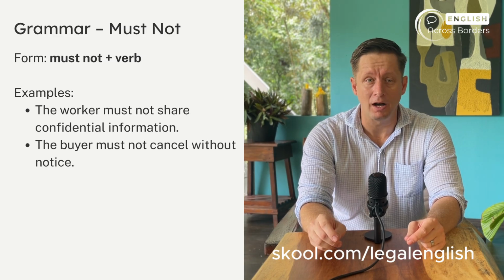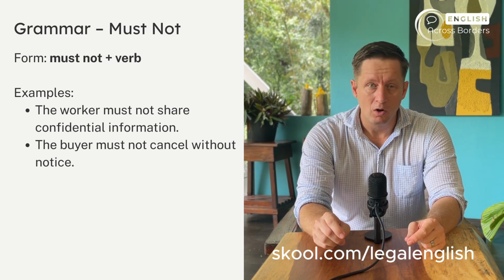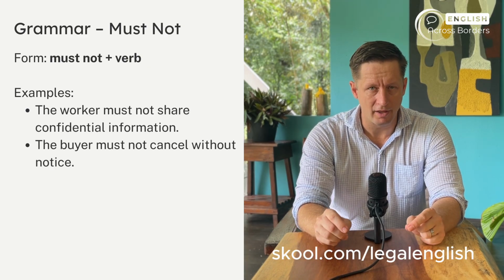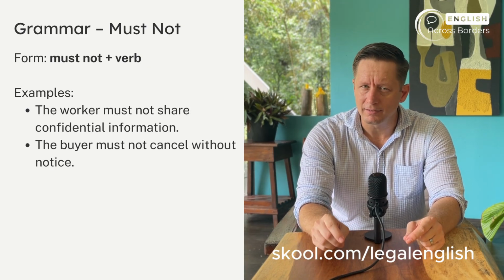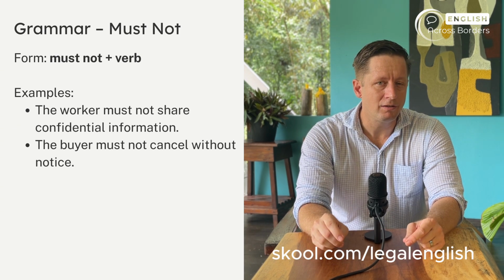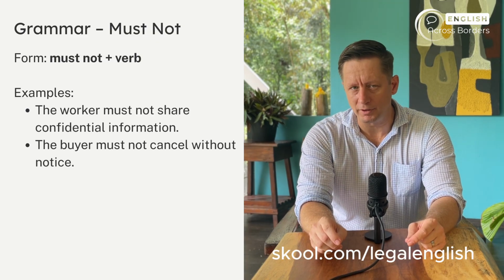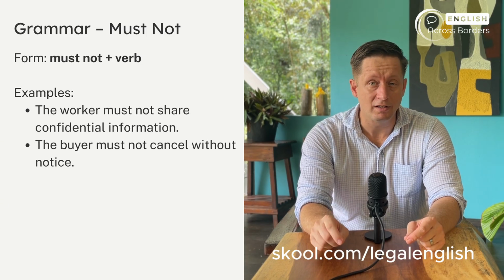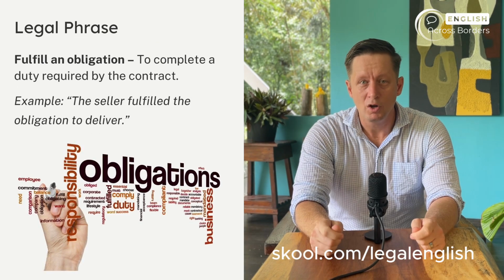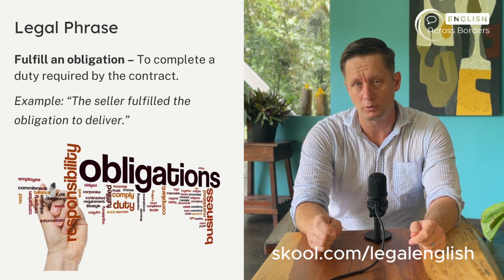It is not allowed. The worker must not share confidential information, or the buyer must not cancel without notice. Let's look at another example. A contract says the tenant must not sublet the apartment. This means renting to another person is prohibited. This structure is very important for obligations because contracts often say not only what you must do, but also what you must not do. To fulfill an obligation means to do exactly what the contract requires.